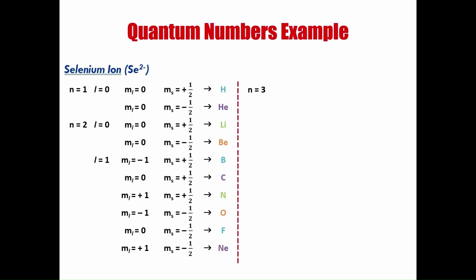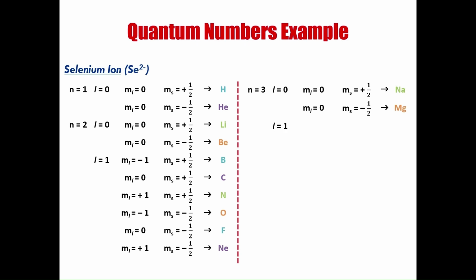We're going to start with the s orbital. And so I'm going to write L equals 0, ml equals 0. I'm going to put the first electron in. I have sodium now. The second electron, I have magnesium. Now that I've filled the s orbital, I'm going to go on to the p orbitals.